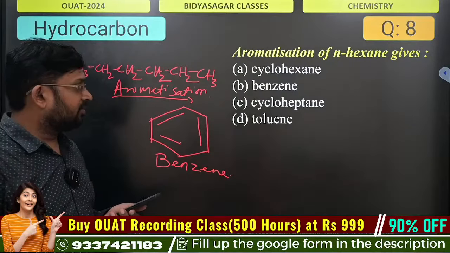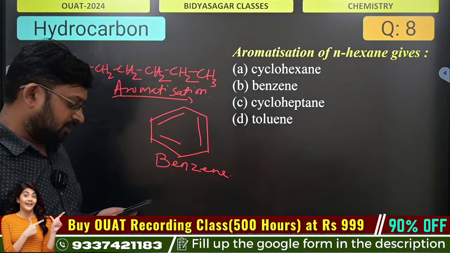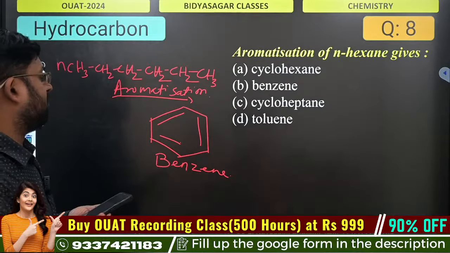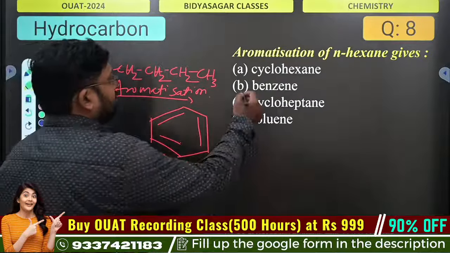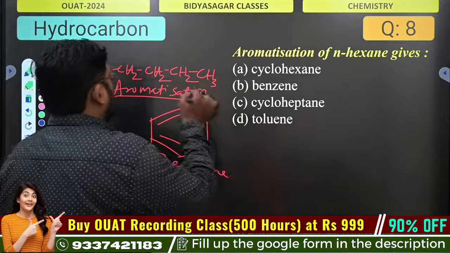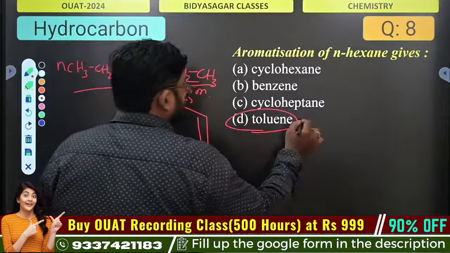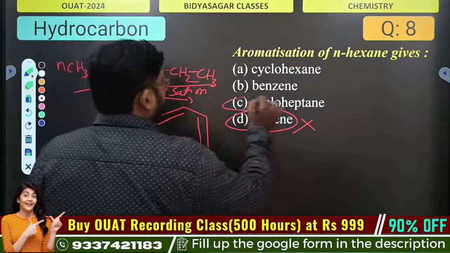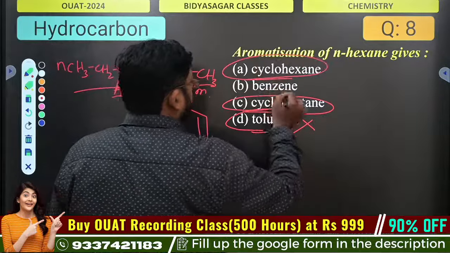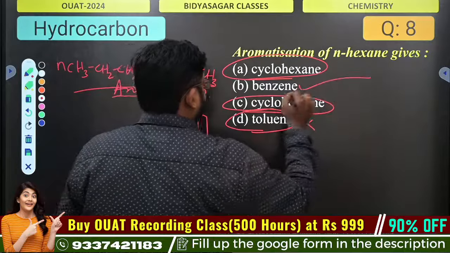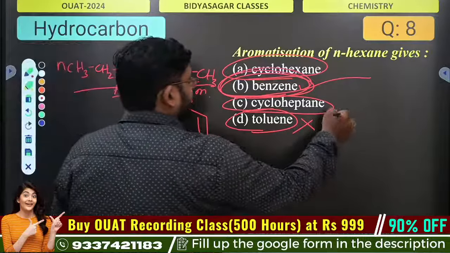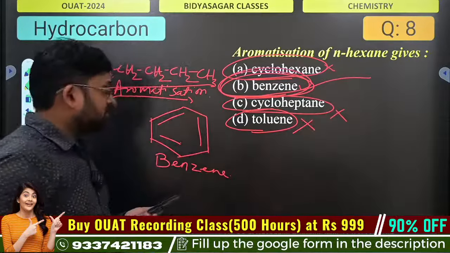So B is the correct answer, right? Not cycloheptane. Because aromatization means it will give you an aromatic ring, and benzene is the aromatic ring. It will not give you cyclohexane or toluene, because you don't have 7 carbon atoms, you have only 6 carbon atoms. It will not give you a cyclo compound because it undergoes aromatization. So benzene is the correct answer. So B is the correct one. Okay, fine.